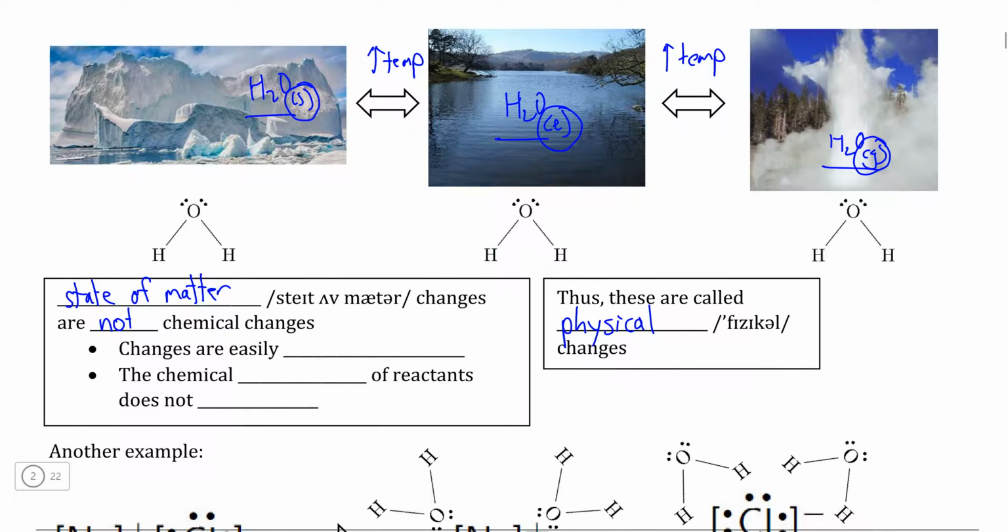The other thing is, if we want to get water vapor to turn back into liquid water, all that we need to do is drop the temperature again, and so we can see that state of matter changes are significantly easier to reverse than actually doing the chemical reaction that produces water. And most importantly, we can see that the actual chemical structure of water does not change during this entire process.